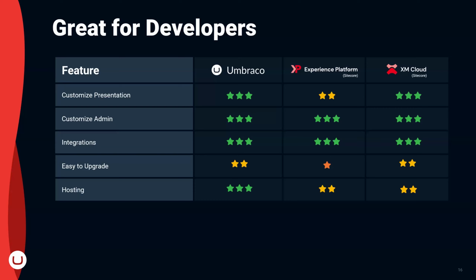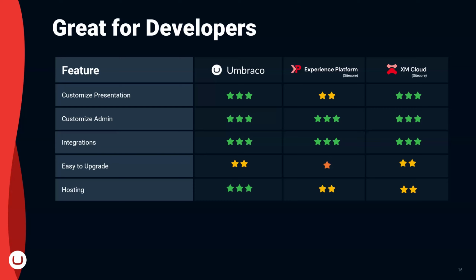XM Cloud, being a fully headless SaaS product, utilizes JavaScript frameworks as the front end. React is the front end used in the Sitecore documentation and the accelerators, so it's typically used. Using the APIs, content pages are compiled statically, providing fast page load times for the users of your site.